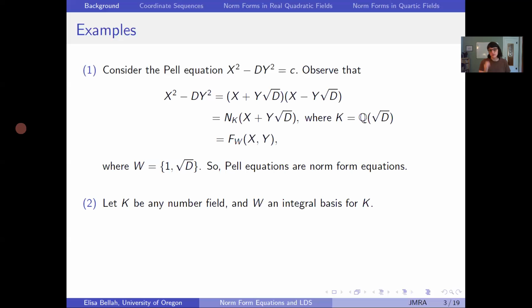Another example: if you have some number field K and say you found an integral basis W for K, then solutions to these two norm form equations, where your value for c here is plus or minus 1, give you all of the units in the ring of integers.